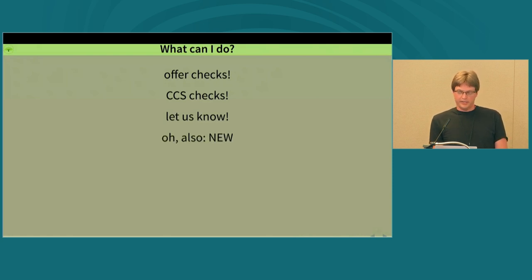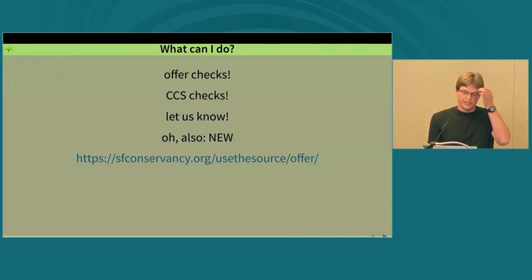And now onto that new thing that I was teasing earlier. There's a new feature of Use the Source that we just launched this week, and it is this place where you can upload an offer for source code to Use the Source itself. You can go to this link here, and it is a very simple little page where you can upload any offer for source code that you find, because we find that sometimes people are nervous about how to ask for source code when they see this offer for source. And we don't want that to be an inhibition or a problem, something that prevents people from trying to get the source code.